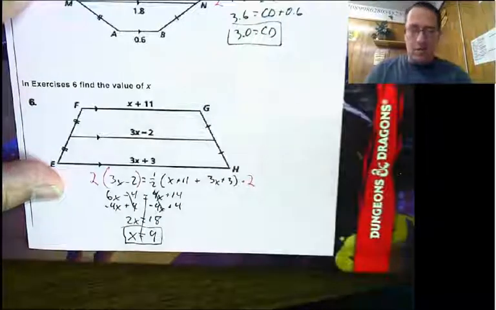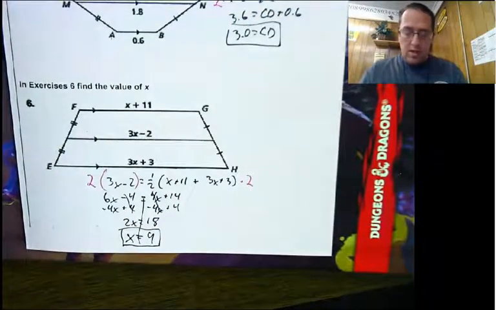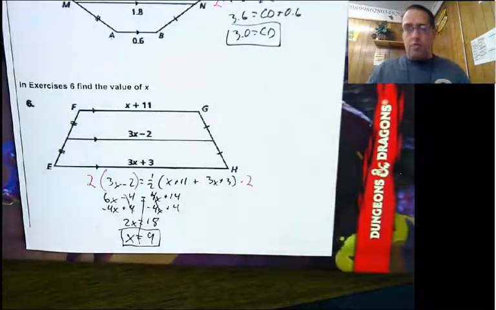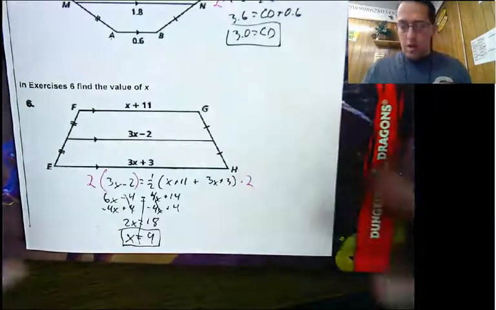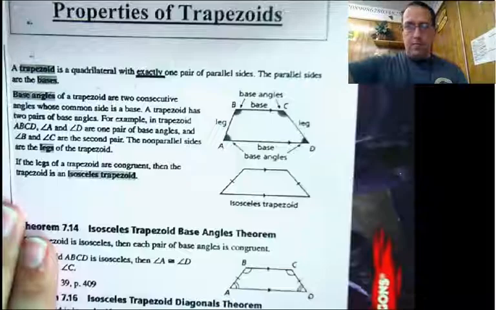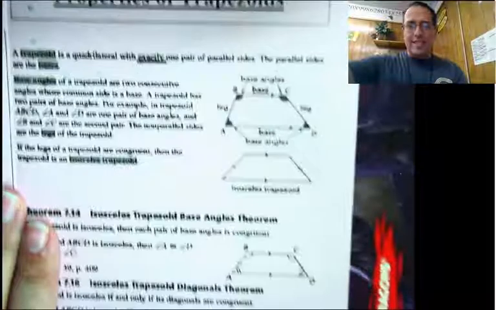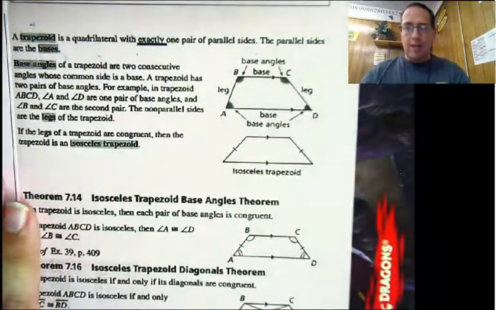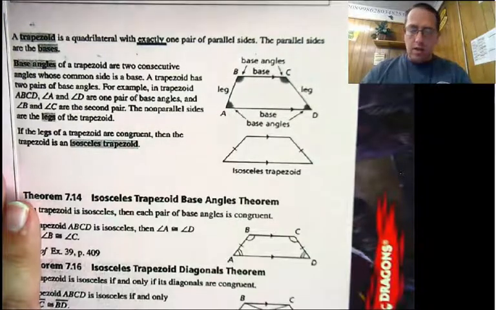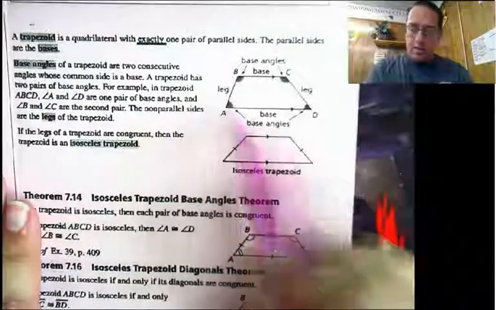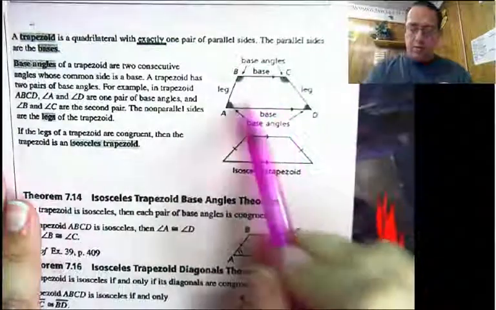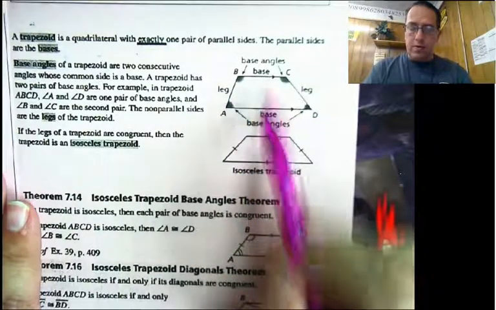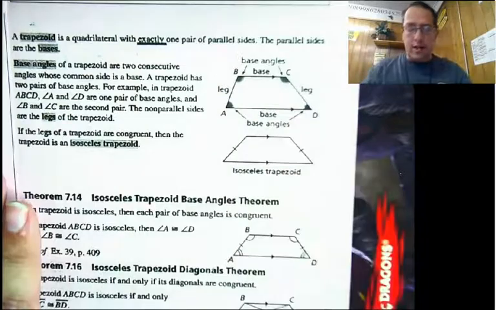So that one took a little bit more work than the other ones, but still not terrible, right? All right, so this is trapezoids. Just to recap, a trapezoid has exactly one pair of parallel lines, not at least. It cannot have two pairs of parallel lines. And base angles are in sets. You have a pair of base angles on each base, which are the parallel lines. The non-parallel lines are the legs.